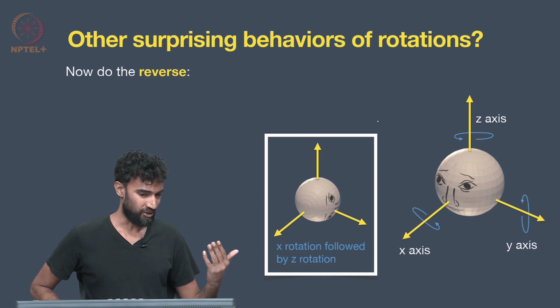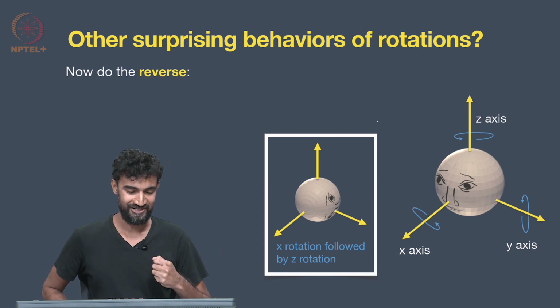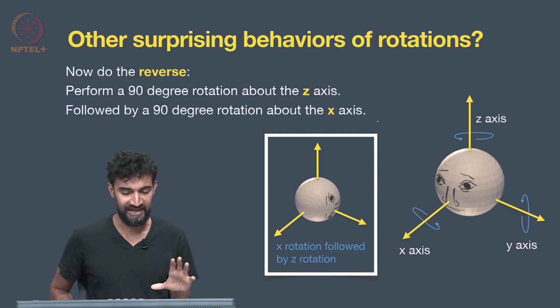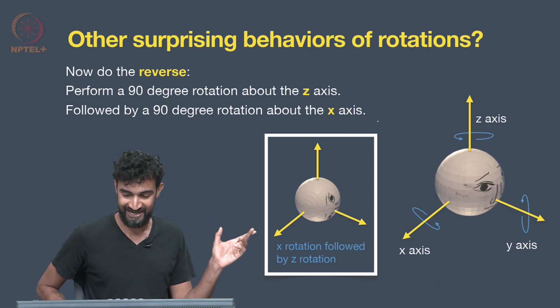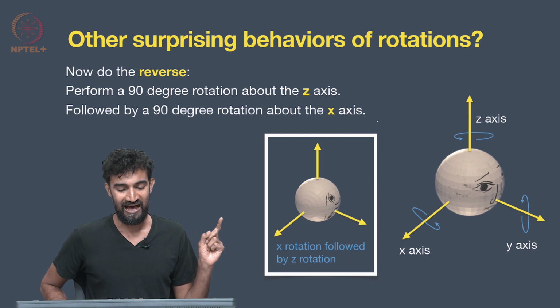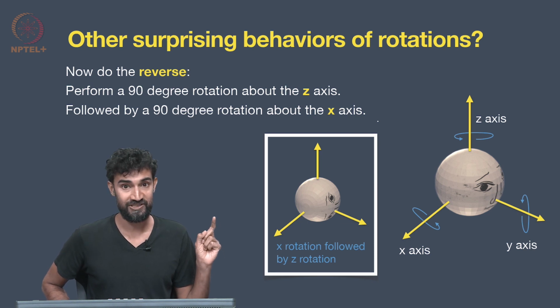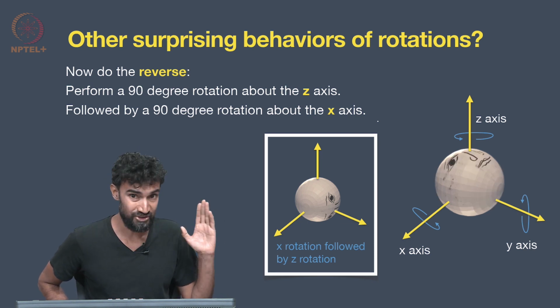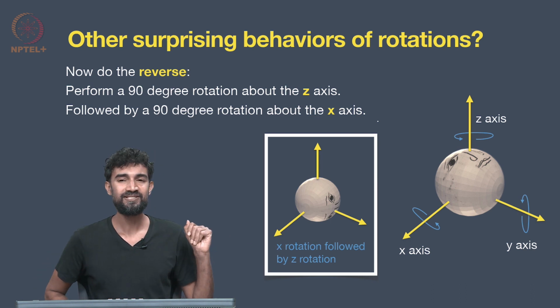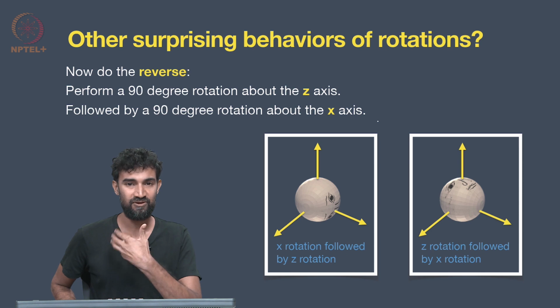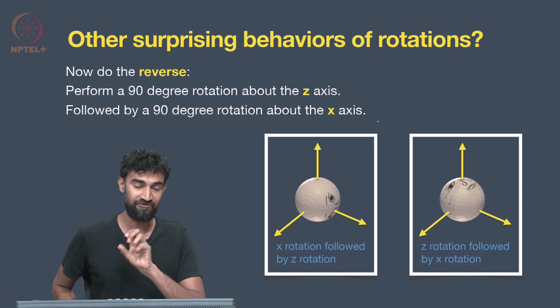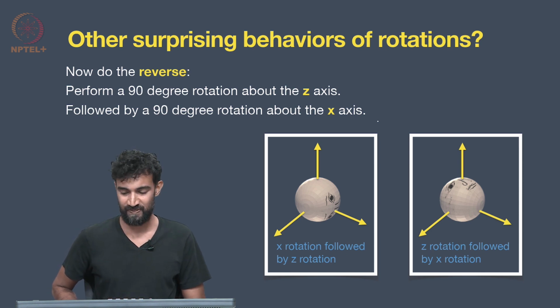Now let's do the reverse, the opposite order of operations. Let's perform a 90-degree rotation about the z-axis, which is going to take us to this state, followed by a 90-degree rotation about the x-axis, which will take us to this state. So we are clearly in a different orientation now than our first sequence brought us to.